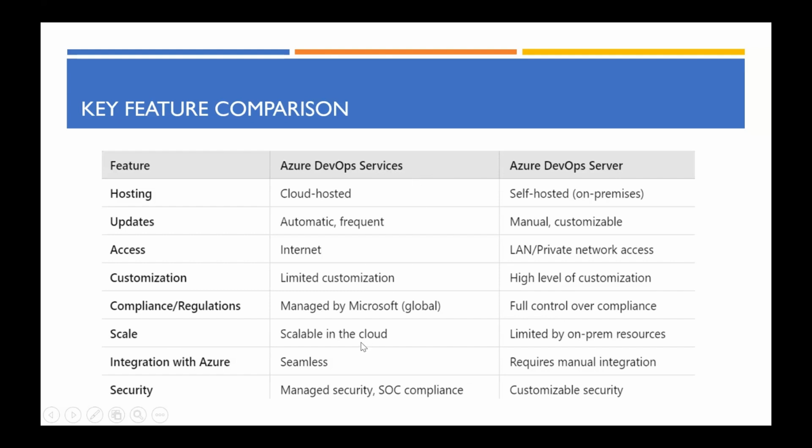Okay. In case of scaling, Azure DevOps Services is totally scalable in the cloud. But in case of Azure DevOps Server, this is limited by your on-premises resources, and you can scale your server according to that. Suppose you have used a virtual machine of 8 GB of RAM, and this is totally occupied. If you want to scale that, you will have to scale your virtual machine, otherwise you cannot scale your Azure DevOps Server. But in case of Azure DevOps Services, this limitation is not there.